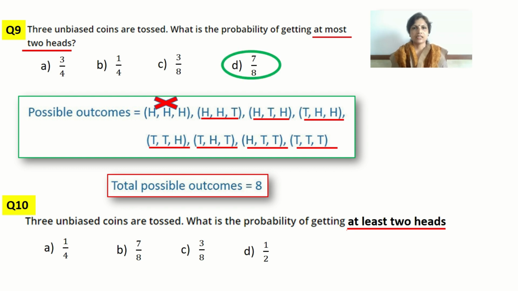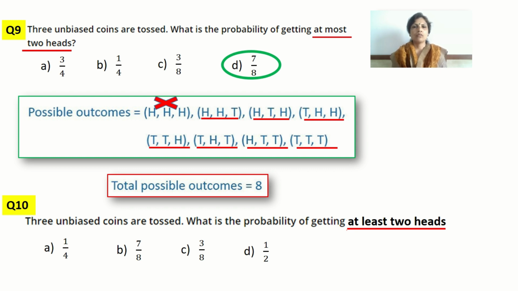Alright. Next sum. 3 unbiased coins are tossed. What is the probability of getting at least 2 heads? Now at the most and at least, look at the difference. At least means it should be at least 2, or it can be more than 2, but not less than 2.